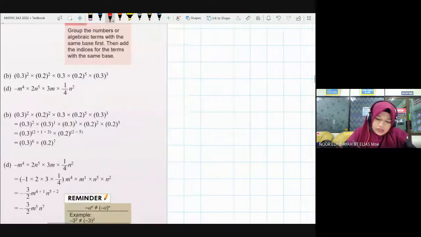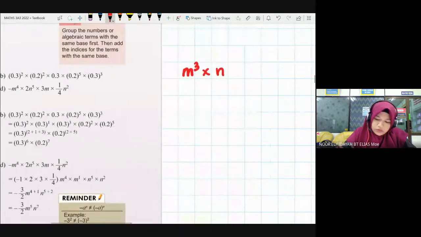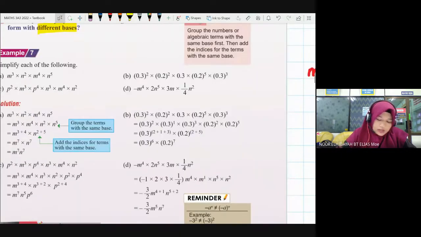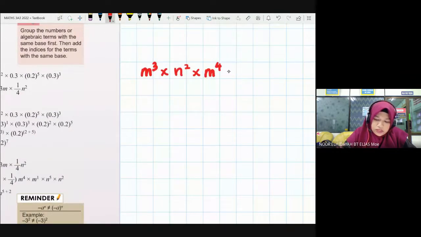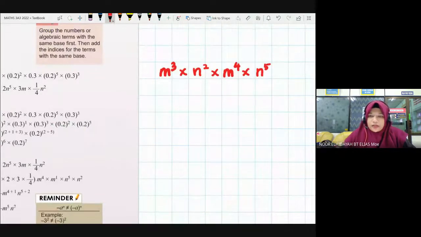M to the power of 3 times N to the power of 2 times M to the power of 4 times N to the power of 5. Okay, alright. Now, to solve this question with the different base, the first step you have to arrange the unknowns, or the base, so that later you can see which ones to add, which ones to subtract. You haven't learned subtraction yet. Okay, how do you solve this question, or this operation?